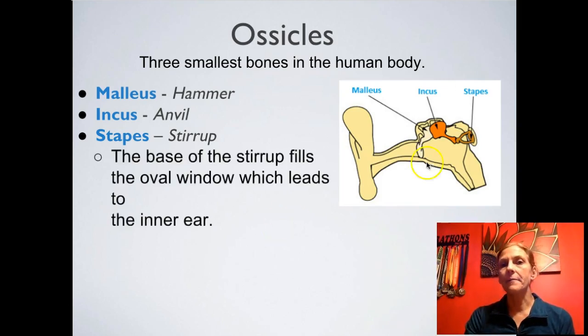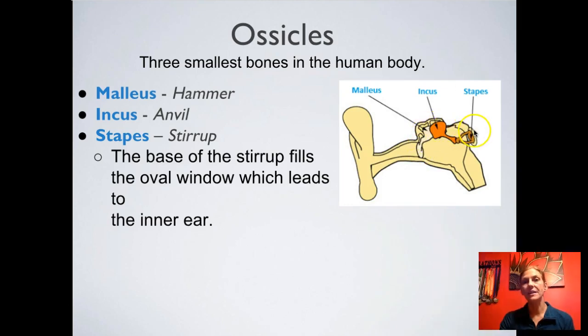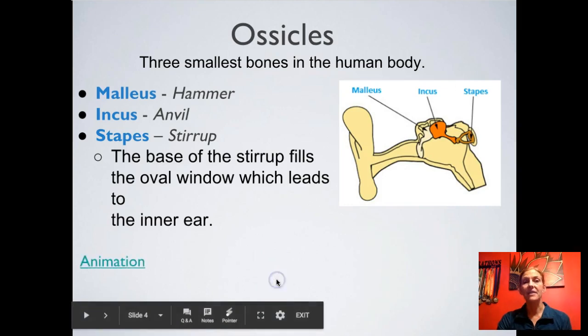Okay, so the base of the stapes rests on the oval window, it's called, of the inner ear. So the tympanic membrane goes into vibration, then all the ossicles go into vibration, and then it hits the inner ear. And now we're going to change those mechanical vibrations into fluid waves inside the inner ear. And I'll put a link to that animation in the show notes.